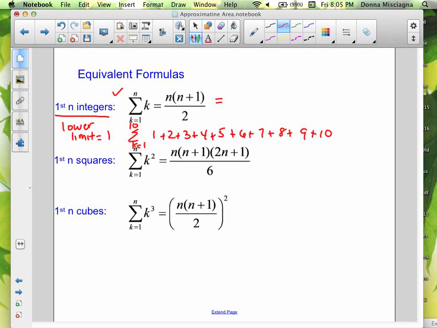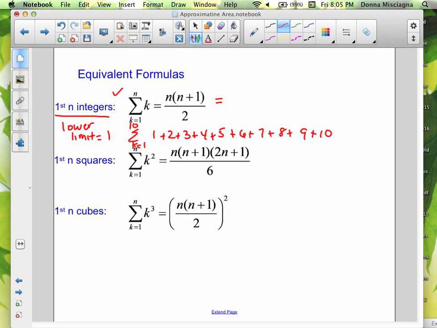So it does mean that the lower limit equals 1. If you're starting at something other than 1, then you're going to have to do something a little creative to be able to use this formula. Like start at 1 and then subtract the first term or something, if you were starting at 2. That's how you could be creative. But if I wanted to add up these first, say, 10 integers, instead of adding those 10 numbers up, I could use the formula and get the same number.